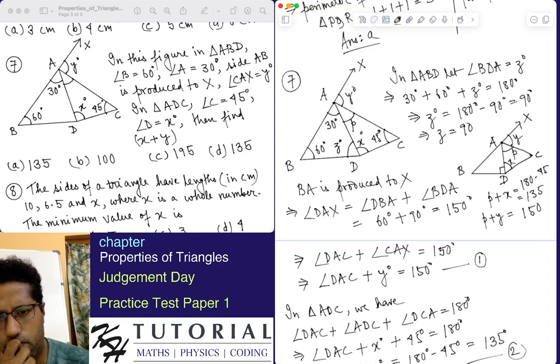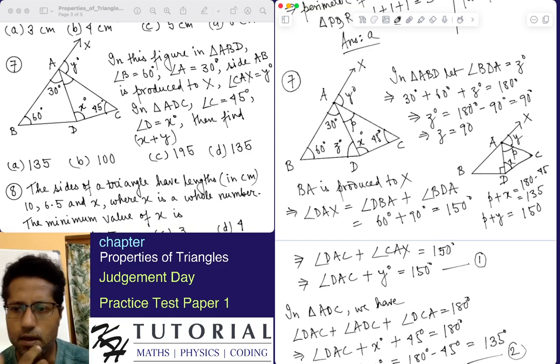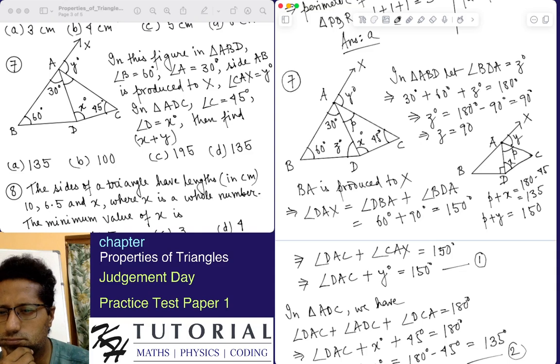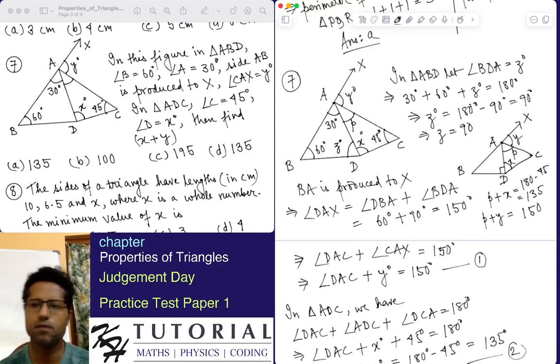We don't know P, we don't know X. P plus X we will know 135, and if we add P plus X and P plus Y, we will get 2P plus X plus Y equals to some value, but we will need the value of P. How can we get P? The angle DAC is not given.